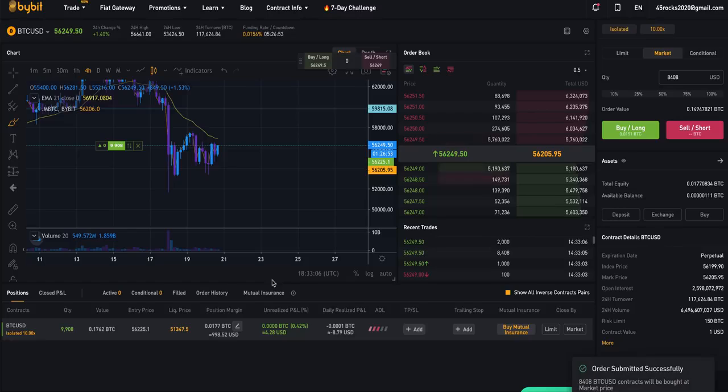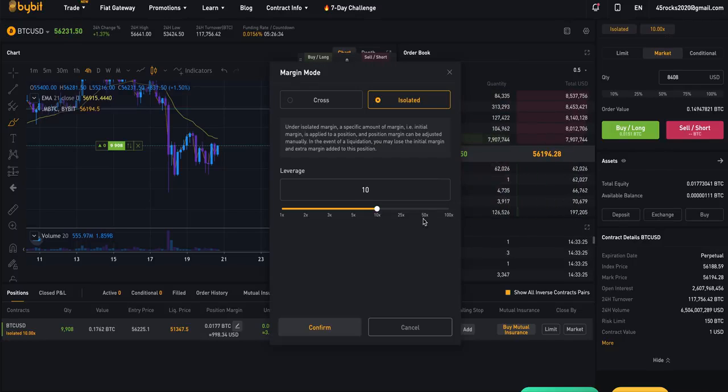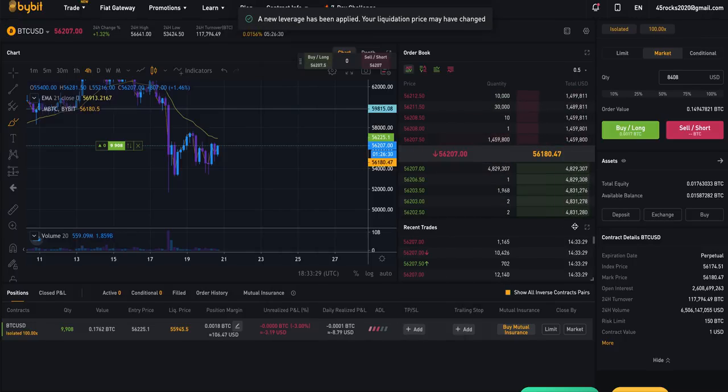So if I go ahead and place this trade, you can see that even though I only have $1,000 in my Bybit trading account, I now have $10,000 on the trade. And so everything is 10x right now. And of course, you could even do 100x. Never do this, but let's just see what happens. I do 100x, go ahead and confirm. Let's do a market buy long just to see what happens.